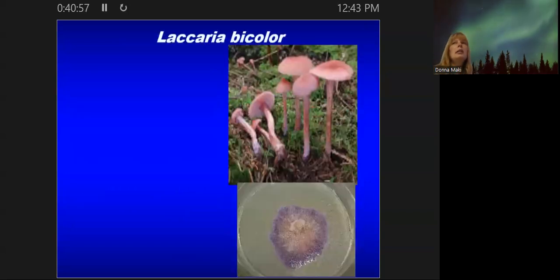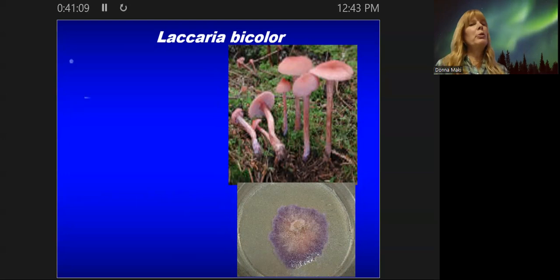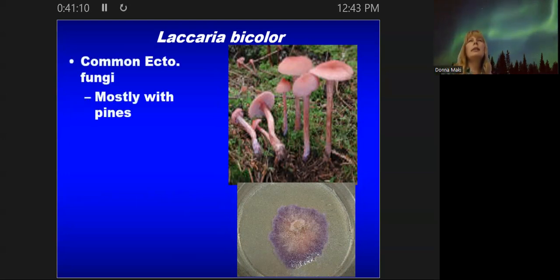Some of the ones that are more famous in the scientific realm is this one, Laccaria bicolor. There's been a ton of research on this one. This is one that I worked on with my PhD work. It was the first one to have its DNA sequenced. People all over the world are using it as a guinea pig ectomycorrhizal fungus. It's just a good model organism because it grows pretty readily in the lab, although all mycorrhizal fungi are slow growing.